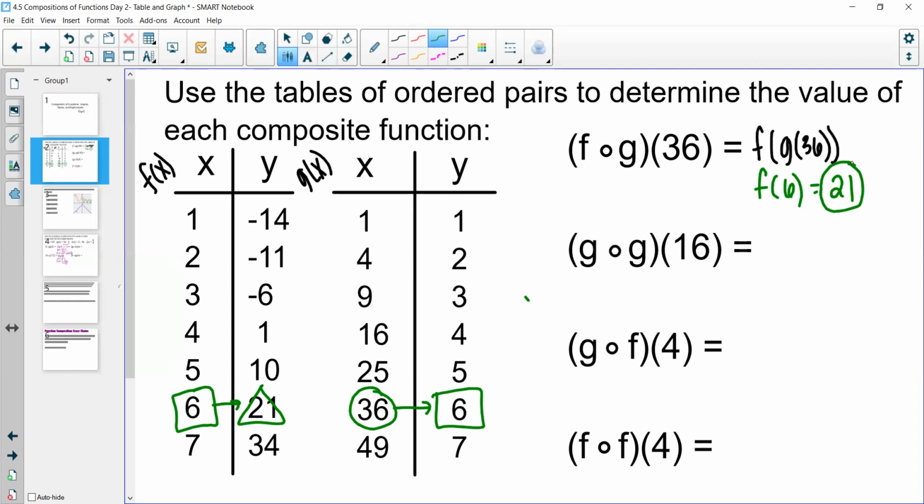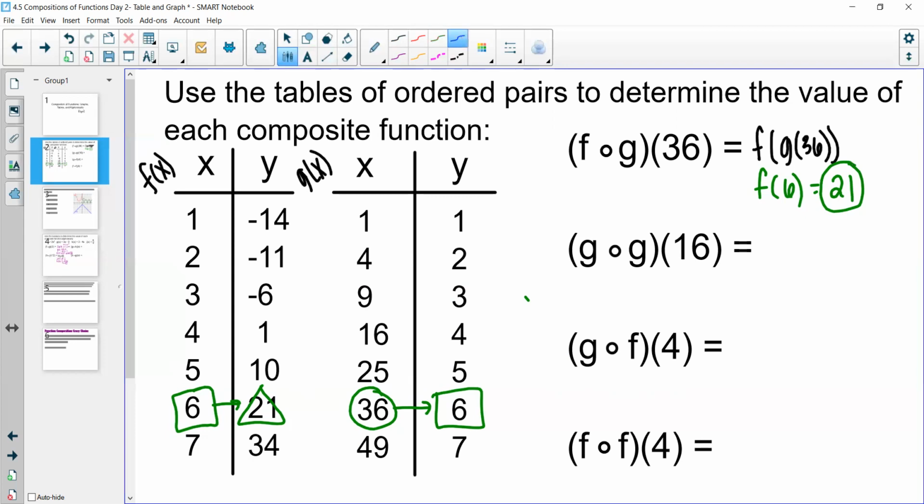Now, isn't that so much easier than doing it algebraically? What we're doing is that same process. We're taking what's on the inside and substituting that x value into our function there. So we're taking our g of x and looking at what happens when I put in x equals 36, and our output there is 6. Then we take that output of 6 and put it into f of x, the function we're composing it into, and see what that output is, and we get 21. So that is kind of how we're going to do this.